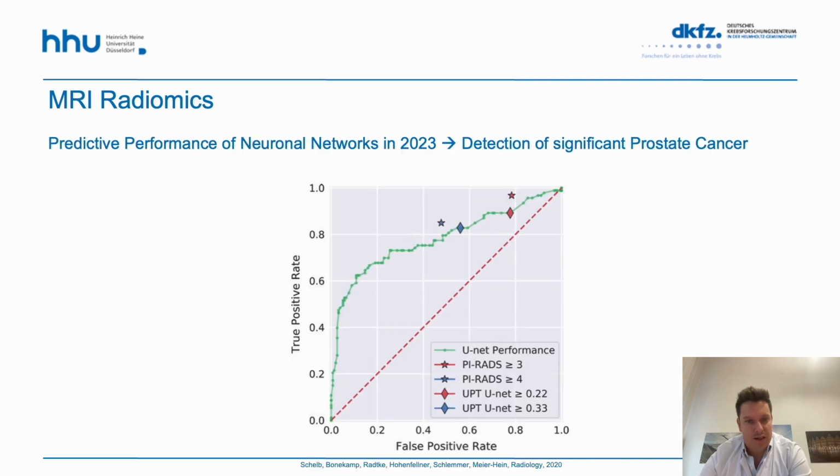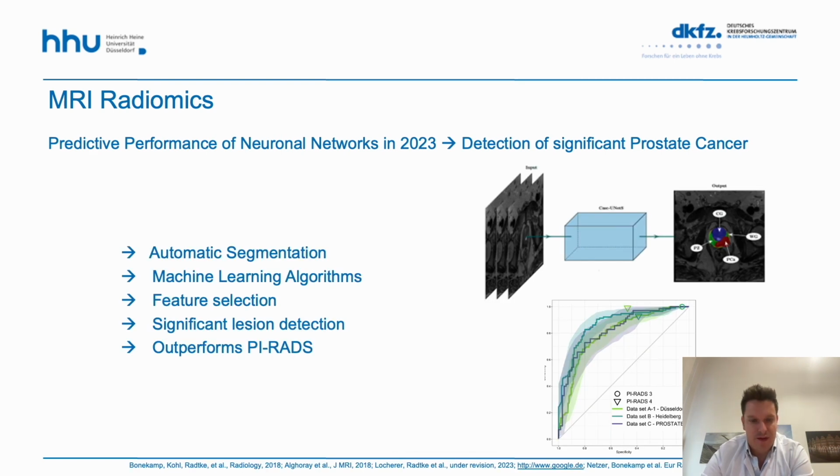So does it work? Yes, it does. Here, predictive performance of neural networks in 2023, detection of significant prostate cancer defined as ISUP grade group 2 or higher, on data from the German Cancer Research Center. As you can see here on this side, refined data that outperform PI-RADS scoring, and on the right side, as you can see here, also a group from the German Cancer Research Center. So what can we do in 2023? Automatic segmentation, machine learning algorithms, feature selection, significant lesion detection, and outperforming of PI-RADS scoring.